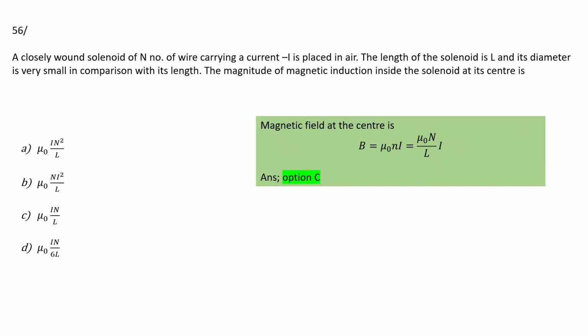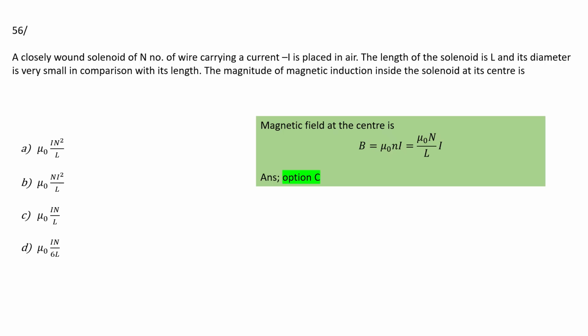Then, a closely wound solenoid of n number of wire carrying a current I is placed in air. The length of the solenoid is capital L and its diameter is very small in comparison with its length. The magnitude of magnetic induction inside the solenoid at its center is. तो हमें बेसिकली इसका जो मैग्नेटिक फील्ड है वो सेंटर पे क्या है वो हमें निकालनी है, और यहाँ पे किसका यूज करा गया है, सोलेनॉइड.